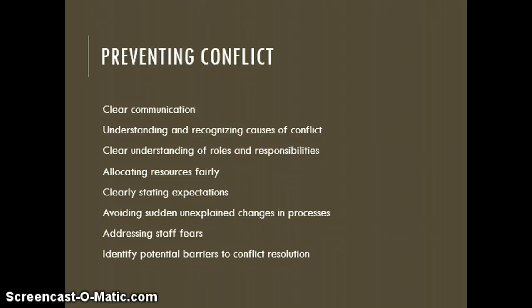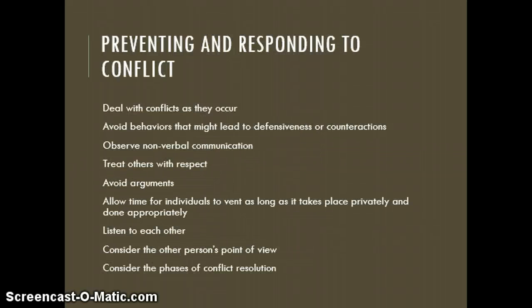Allocating resources fairly also helps prevent conflict. If you have one floor that has 3 patients to every nurse, it's really important that the resources on another floor would be about the same, or have a 1 to 3 staffing ratio. By having resources allocated fairly, you're less likely to have conflict. Having clearly stated expectations from those that are working also helps prevent conflict. Avoiding any sudden unexplained changes in processes, addressing staff fears, and identifying any potential barriers to conflict resolution all help prevent conflict.